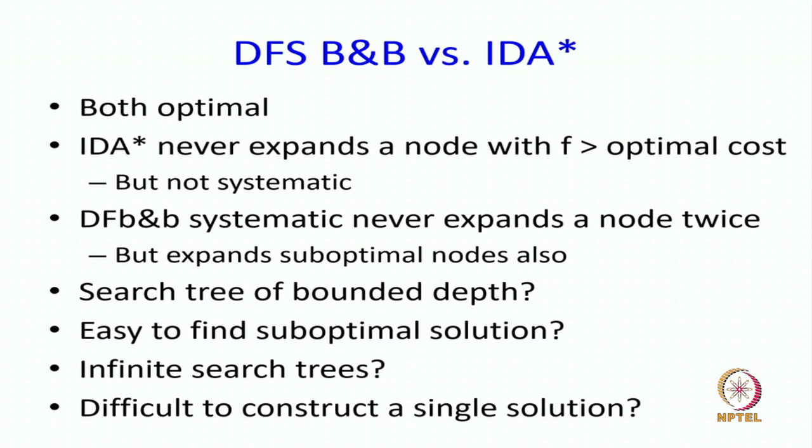If the search tree is bounded depth, branch and bound might do all right. If it is an infinite search tree, IDA star might do much better. If it is easy to find a suboptimal solution, branch and bound might do better. If it is difficult to construct a single solution, IDA star might do better. Okay? Very good. So, I need to do only one algorithm further, which is a very small simple algorithm, and then we will now move on to how to compute heuristics.